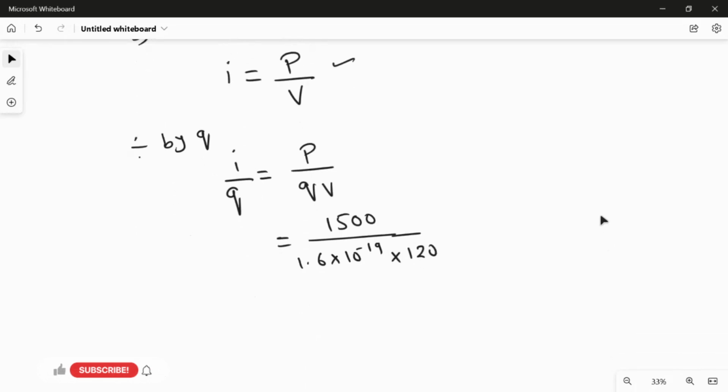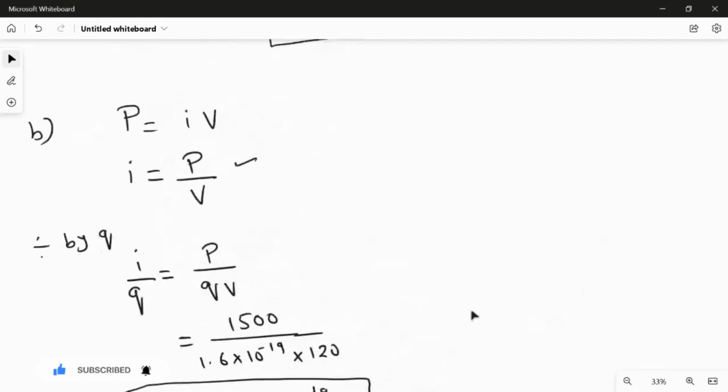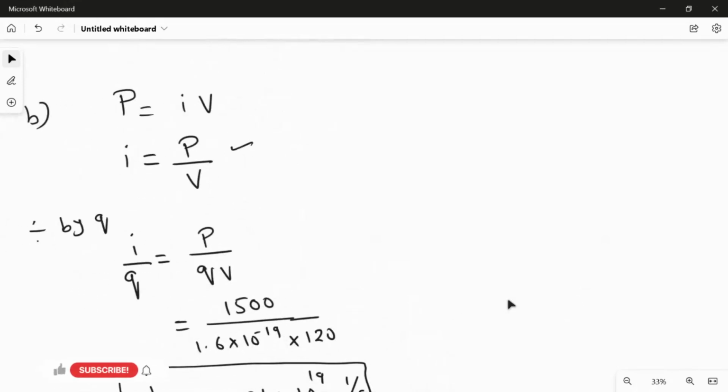And here I got the answer for the current over the charge, which is equal to 7.81 multiplied by 10 power 19, and the unit is 1 over second, because the current over charge is nothing but 1 over time. So this is the answer for the second question. You can find the answer in another way also. So I'm just going to work out the other method here.